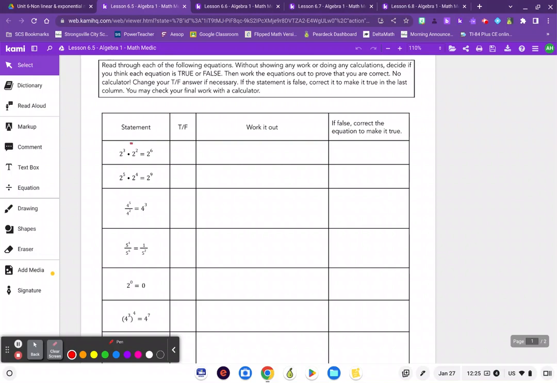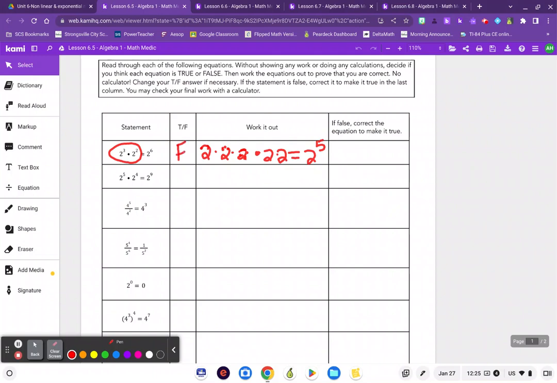So in this first statement, I have 2 to the third times 2 squared equals 2 to the sixth. So I'm going to work that out. 2 to the third, that exponent says take that base, that's a base of 2, and multiply that out 3 times. 2 squared means multiply the 2 out twice. And it turns out that I have only 5 2's that are being multiplied, and so I can represent that as 2 to the fifth. So this statement turns out to be false.